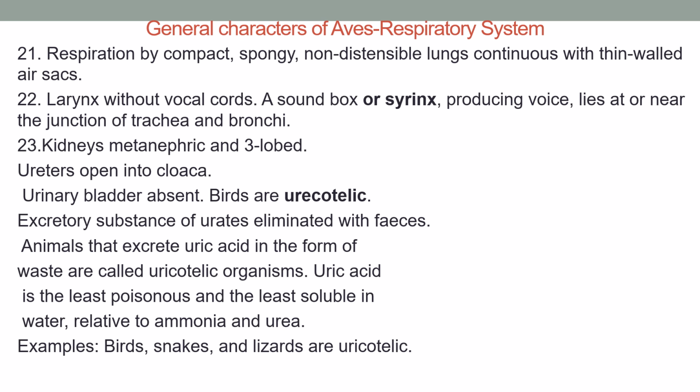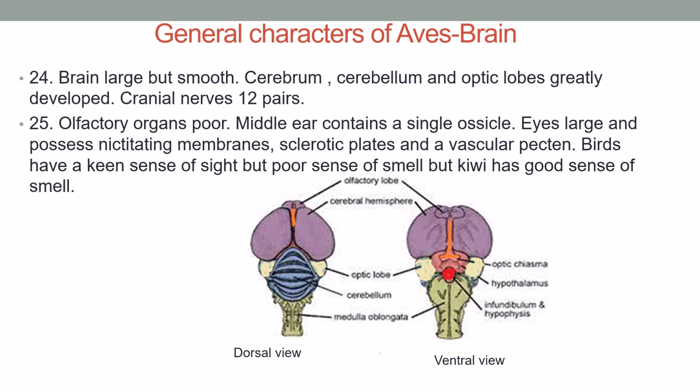Animals that excrete uric acid in the form of waste are called uricotelic organisms. Uric acid is the least poisonous and the least soluble in water relative to ammonia and urea. Example: birds, snakes, lizards, they are uricotelic.